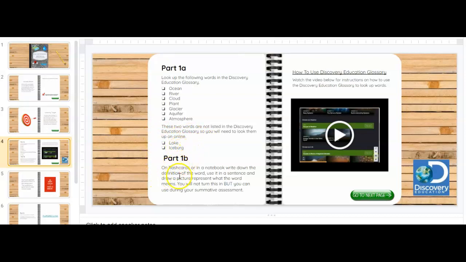So remember, on a flashcard or in a notebook, you're going to write down the definition of the word, use it in a sentence, and then draw a picture that represents what the word means. You're not going to turn this in to me, but you can use these notes in your summative assessment. Do a good job on this, and it will be an open note summative, so you can use these notes while you're taking your summative.